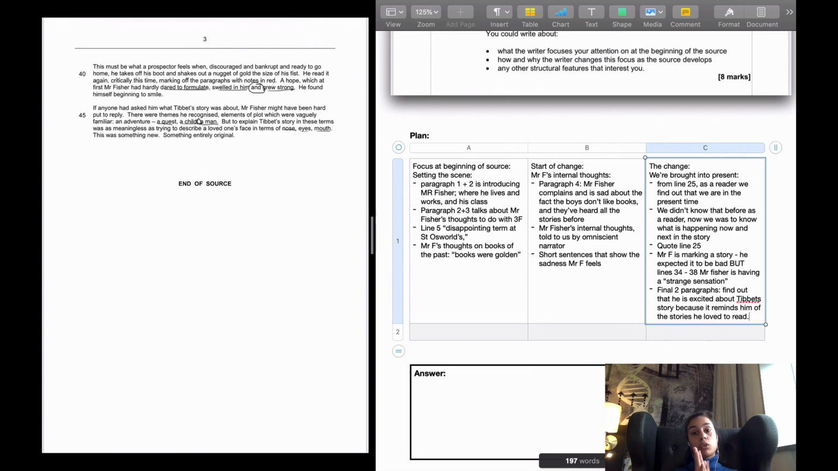I have decided to talk about the text in 3 different paragraphs because it talks about the 3 different parts of the text. One is setting the scene, one is Mr. Fisher's internal thoughts, and one is the change where the audience is brought back to the present. Now, because a paragraph is 1 point, you're talking about one idea in one paragraph. You never have 2 points in a paragraph. It is just too confusing. Okay, so now that we have gone through the source, selected quotes, we have planned our answer, and you'll do a short version of this in your exam, now we're going to write our answer.